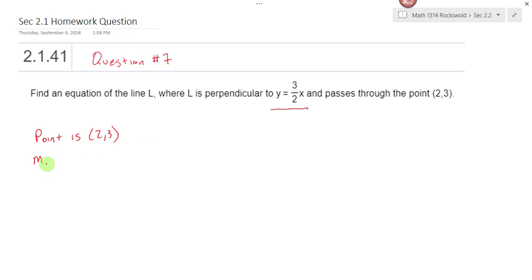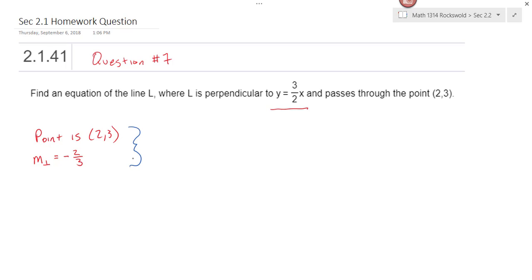Our slope of the line that's perpendicular to this line will be equal to what? Negative 2/3. It's the negative reciprocal. That means you flip the fraction. In order to do this problem now, I use this information to write an equation of a line. You have a choice. You can either use the point-slope formula or the slope-intercept formula.